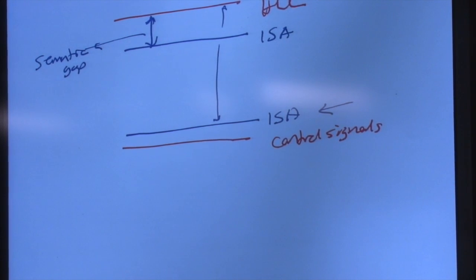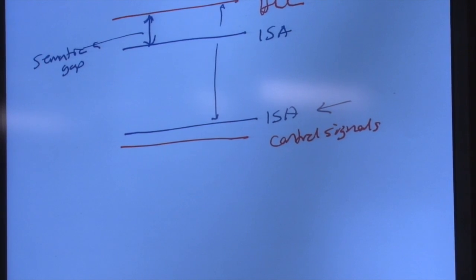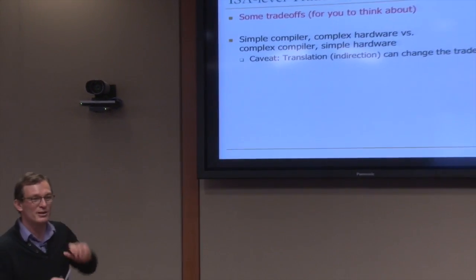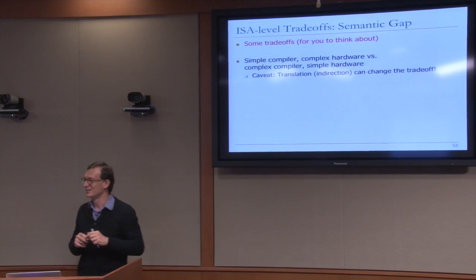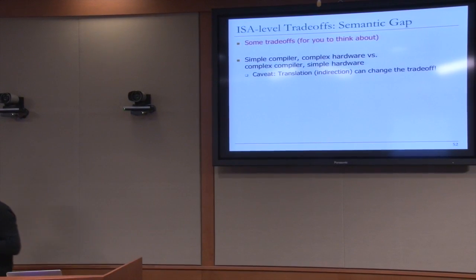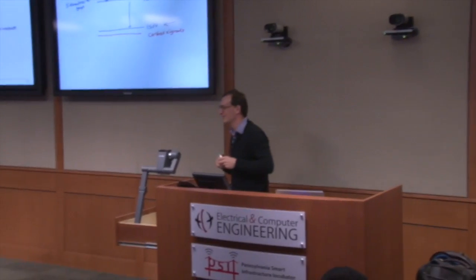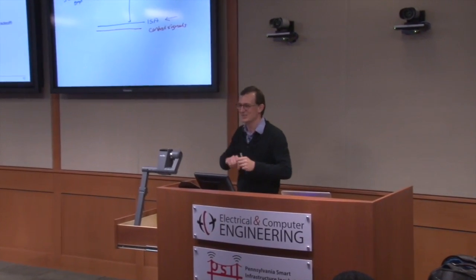Let's see. But one thing can change the trade-off. This was the word I was looking for. And we'll get to this. Translation or indirection can change the trade-off. And we'll finish this lecture with a more detailed investigation of this. Can anybody guess what that is? You compile once more to smaller. That's right, exactly. I wouldn't call that compile, but you translate it.